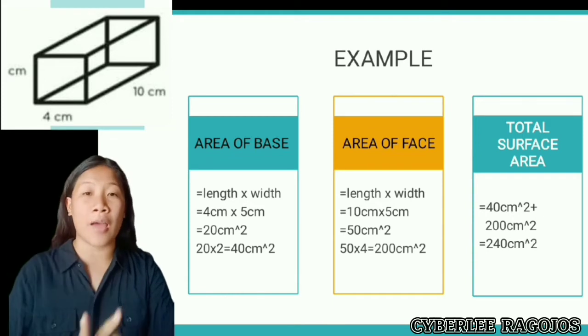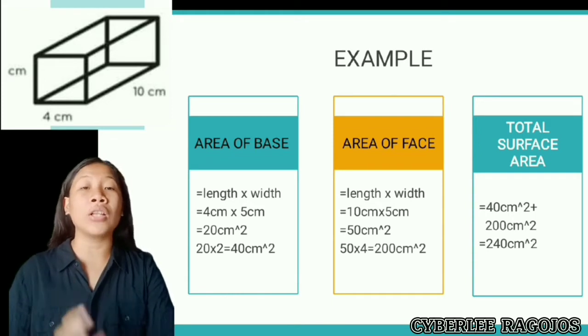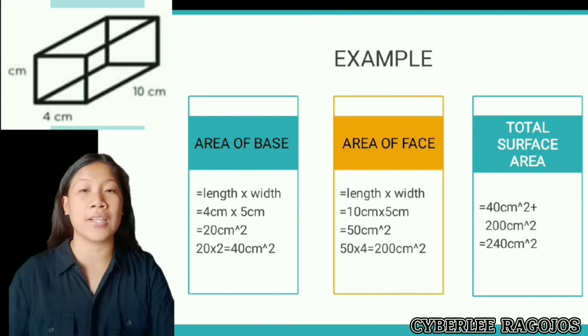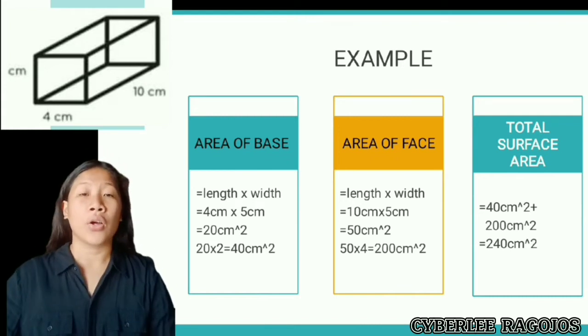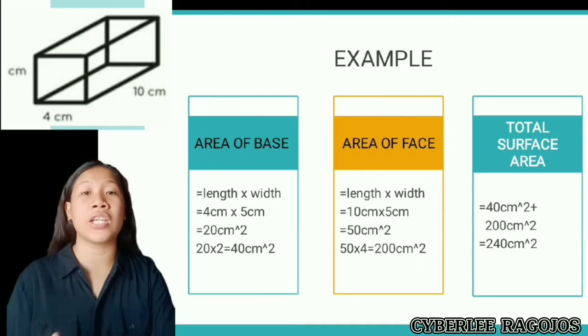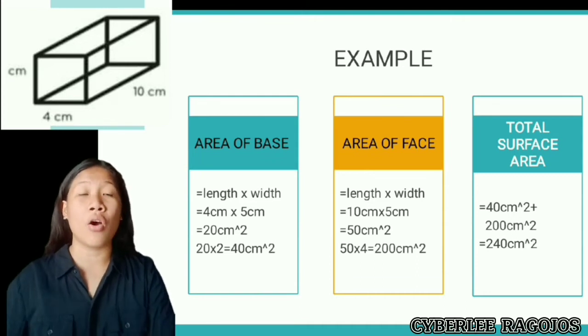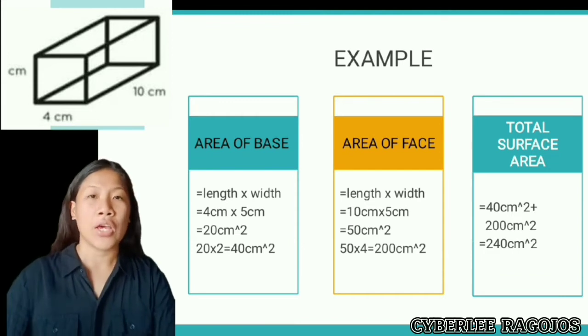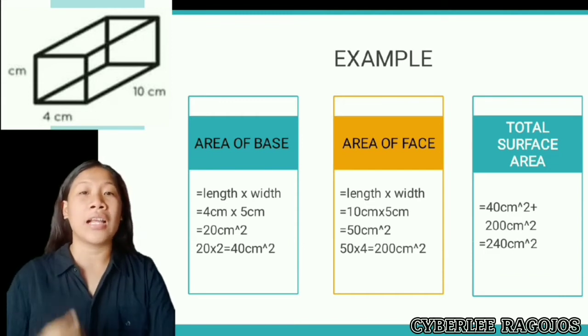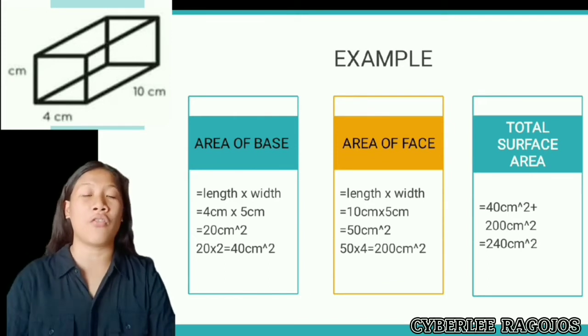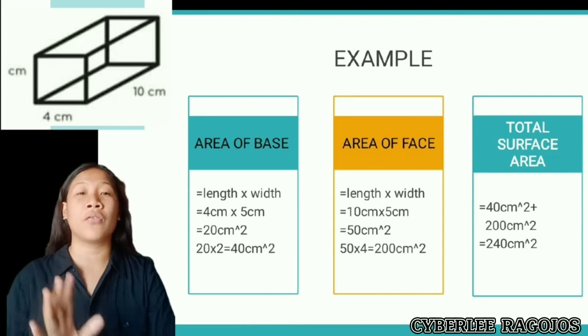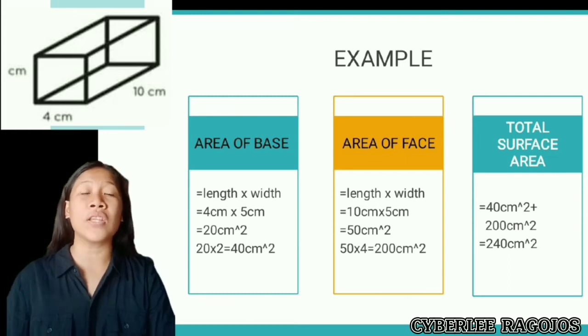So the third step is find the area of all the faces on the sides. So for the area of a face, we must also follow the formula, which is length times width, o kaya naman base times height. In finding this, the length is 10 cm while the width is 5 cm. Kailangan lang natin gawin is i-multiply natin yung 10 tsaka 5. So, 10 cm times 5 cm equals 50 cm squared.